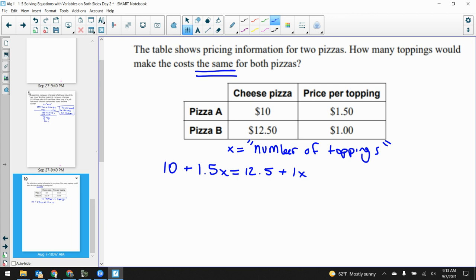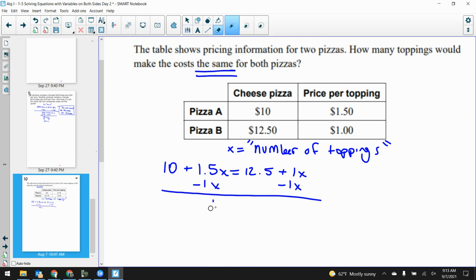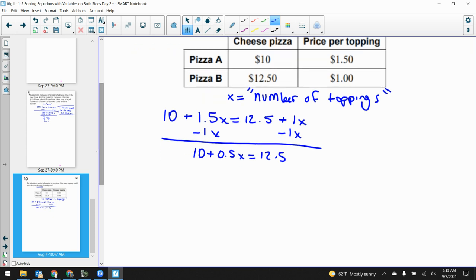Okay, now we can get rid of the little guy. We subtract the 1x from both sides. So we get 10 plus 0.5x is equal to 12.5. We subtract the 10 from both sides to get 0.5x is equal to 2.5. We divide by 0.5, and that's going to get us x is equal to 5.